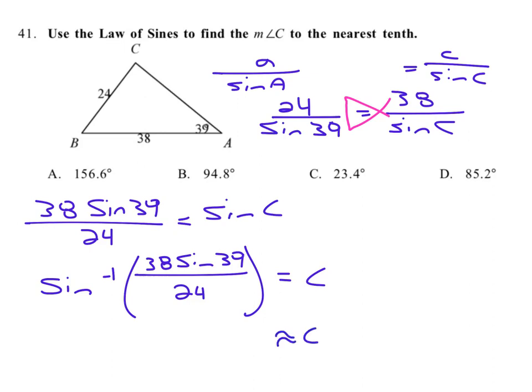And then you can type that in, inverse sine of 38 times sine of 39, have to close that parentheses, divided by 24, close the parentheses for the inverse sine operation, and you get 85.15 or 85.2 approximately. And those are in degrees because what you're trying to find is an angle. Okay? Let's do one more.